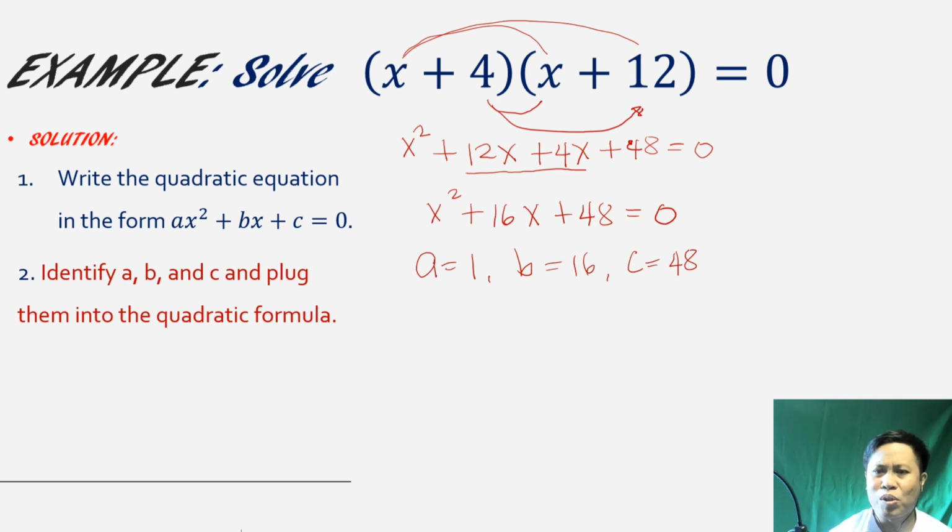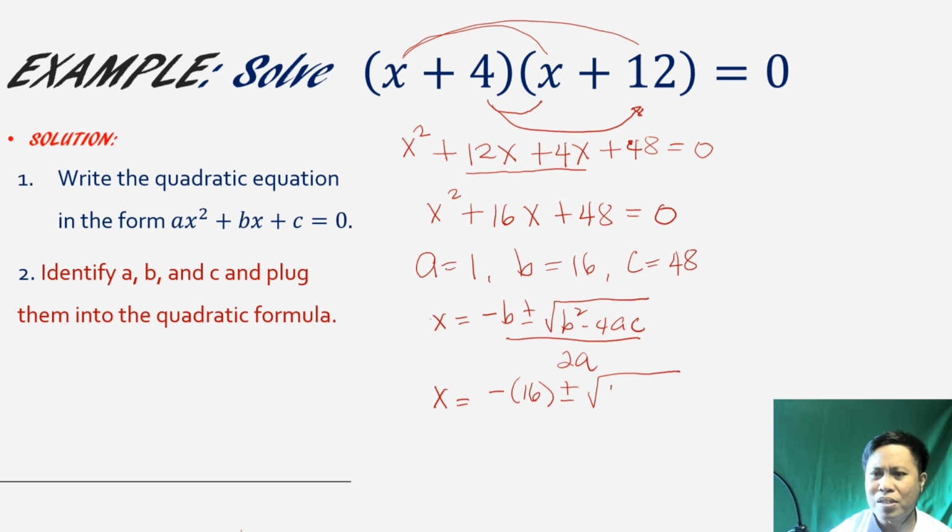So we'll substitute this to the formula, and our formula is x equals negative b plus and minus square root of b squared minus 4ac all over 2a. So if we substitute, we'll have now negative of positive 16 plus and minus square root of 16 squared minus 4 times 1 and then times 48. So all over 2 times 1.